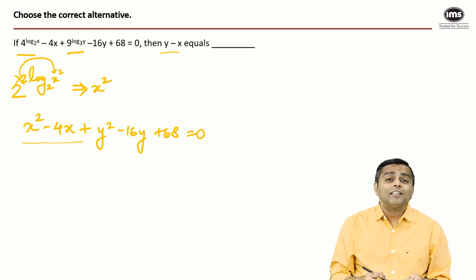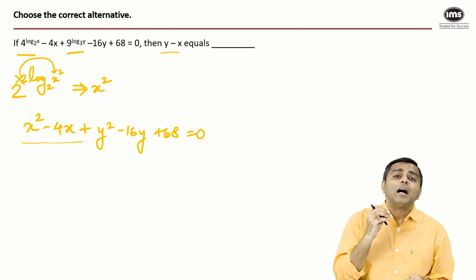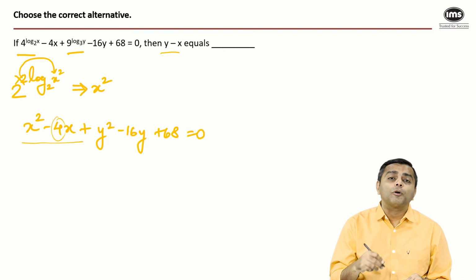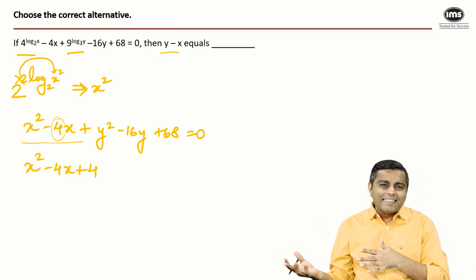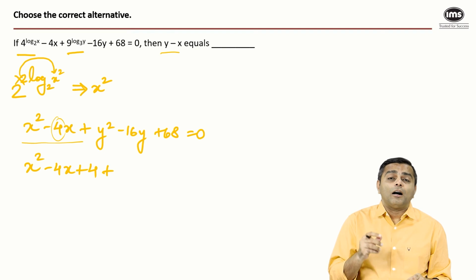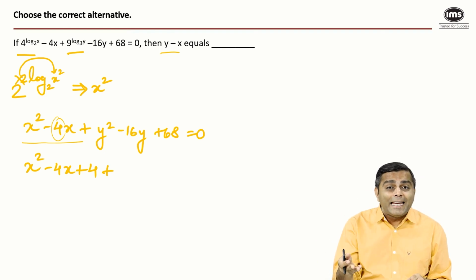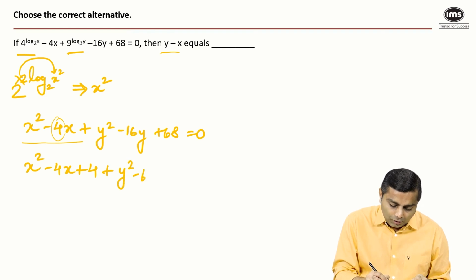If I want to complete the square and find the last term, the formula I always use is: last term is half into the coefficient of x, the whole square. Here the coefficient of x is 4, half into 4 is 2, 2 square is 4, which means this is x square minus 4x plus 4. So I'm going to take 4 from that 68 out, plus again half of the coefficient of y, the whole square. Half of the coefficient of y is 8, because 16 is the coefficient, and the square of that is 64. 64 and 4 perfectly manage to be 68, so that also solves our problem a lot. So this is y square minus 16y plus 64 is equal to 0.